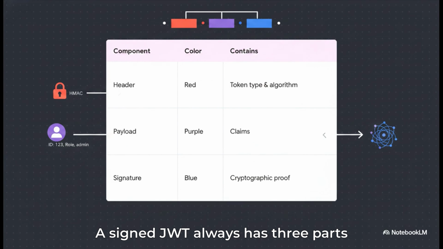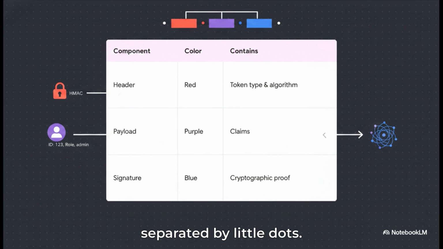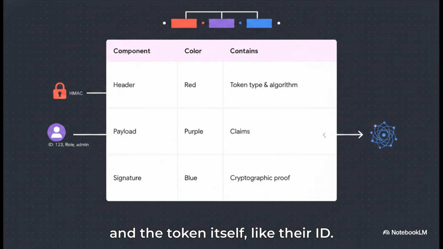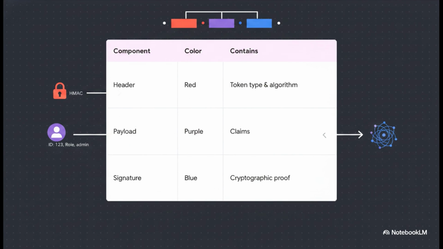A signed JWT always has 3 parts, separated by little dots. That red part, that's the header. It literally just tells us the token type and the cryptographic algorithm used to sign it, something like HMAC or RSA. Then there's the purple part, the payload. This is the real meat of it, the claims, which are just statements about the user and the token itself, like their ID. And lastly, the blue part is the signature. That's the cryptographic proof, mixing the header, payload, and a secret key to guarantee absolutely nothing was tampered with in transit.